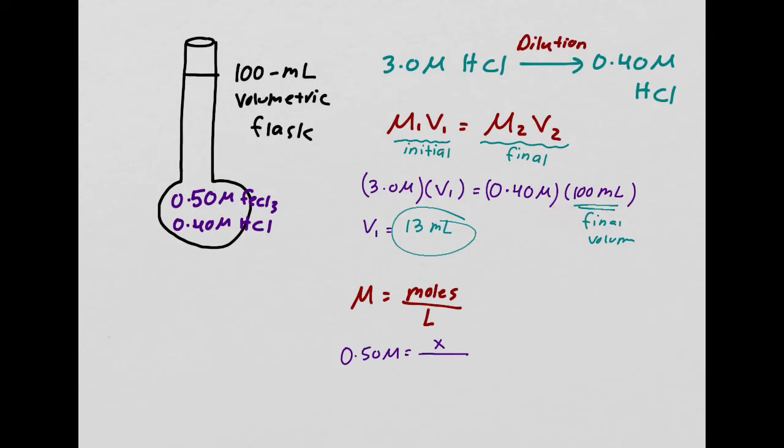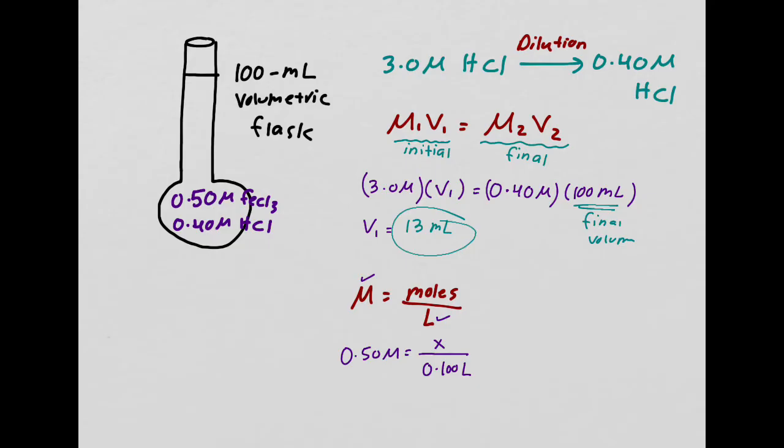I don't know how many moles that is, but I know that I want my final solution to be 100 ml. That's really key, that we want the final solution to be 100 ml. Molarity is moles per liter. So the molarity that I want is 0.50, and the final volume that I want is 100 ml, but molarity is moles per liter. So I have to divide it by 1,000 to get a liter.